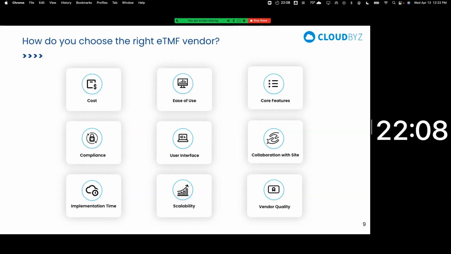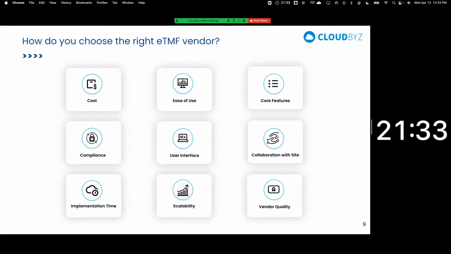The next one is ease of use, and ease of use and user interface are tied together. So what do we mean by ease of use? Obviously, the user interface should be good enough. How easy is it to get our new users trained on the eTMF? The user manual that the vendor provides, is it comprehensive enough so that when you hand it over to new users, it's fairly intuitive and helps us navigate through the eTMF? What sort of training is being provided by the vendor? That's another big one to consider when we are evaluating the eTMF vendor.